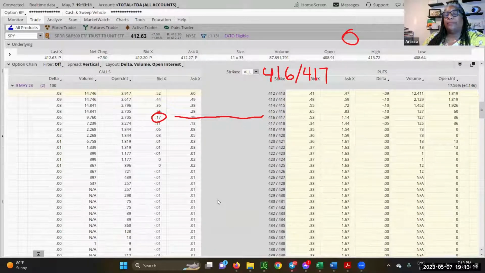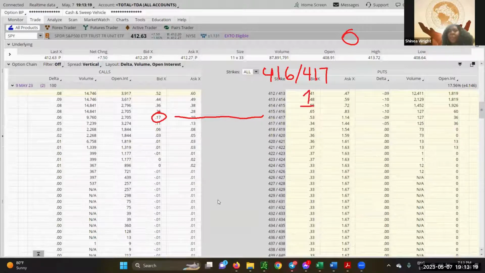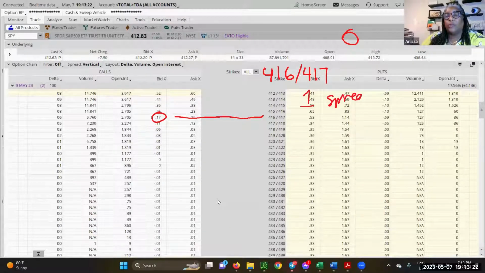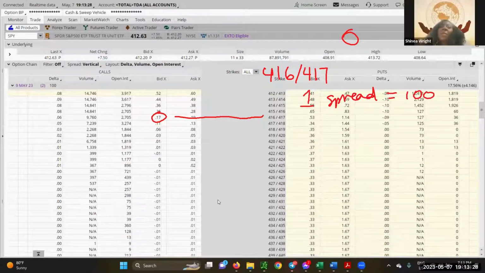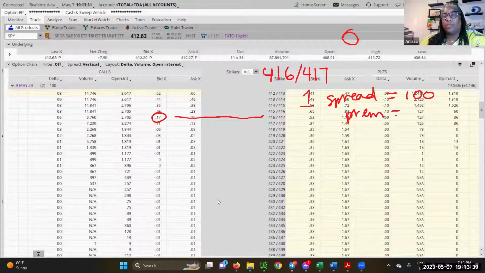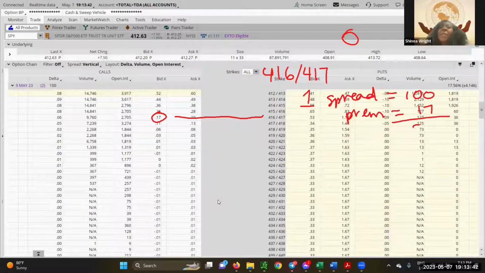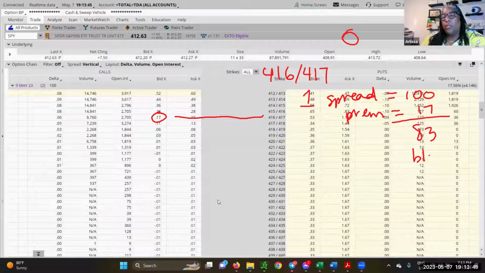So let's talk about this trade. What's our spread? One spread, which is how much money? $100. How much is our premium? Premium equals $17. How much money are we allowing the broker to block of our collateral? $83 is going to be blocked. What is our max profit? The maximum we can make on this trade.